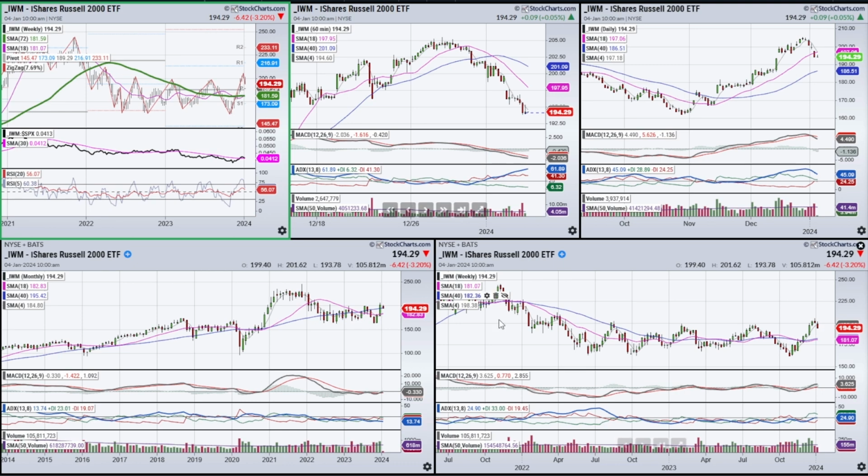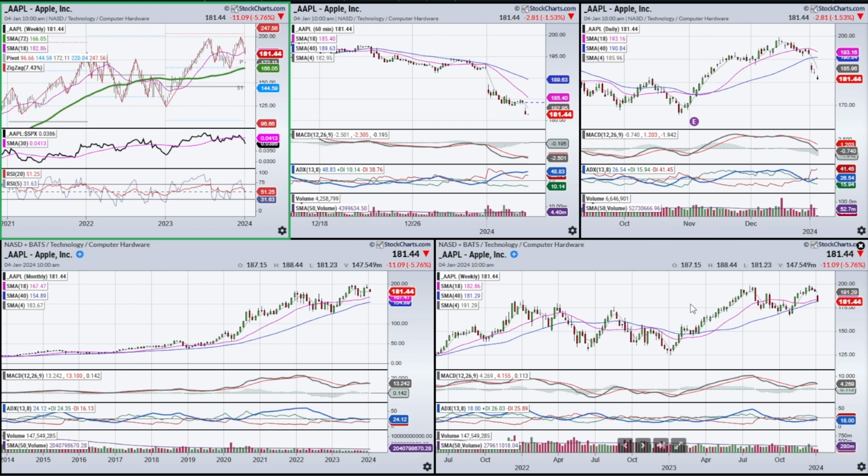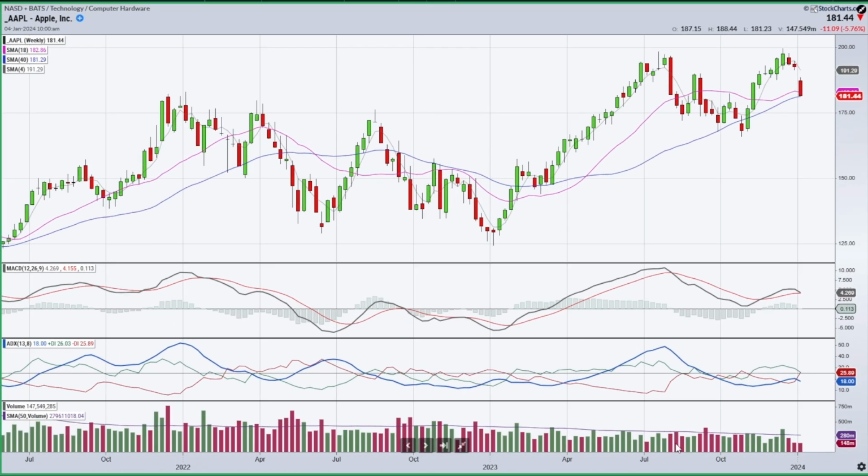And I think that would improve the overall conditions of the market. All right, I've been alluding to Apple a little bit, but look at the way this has played out. I don't like the way this is starting the year. There were a couple things that happened to end the year.